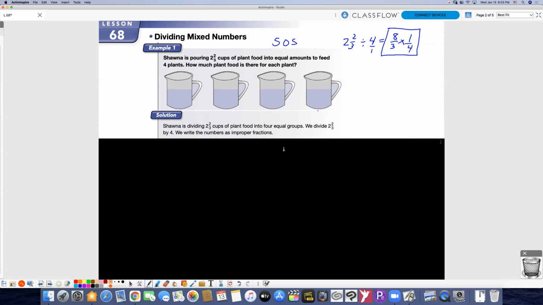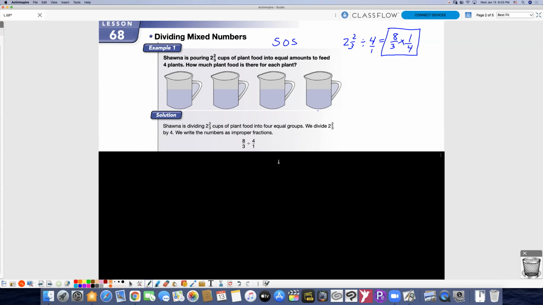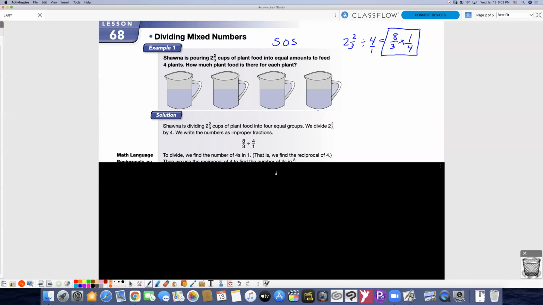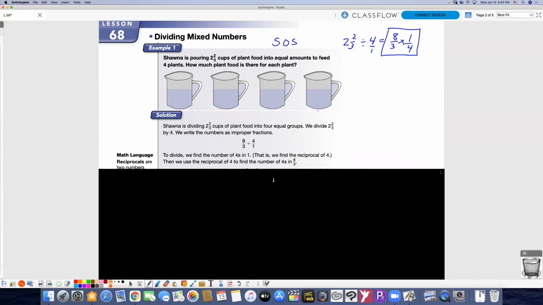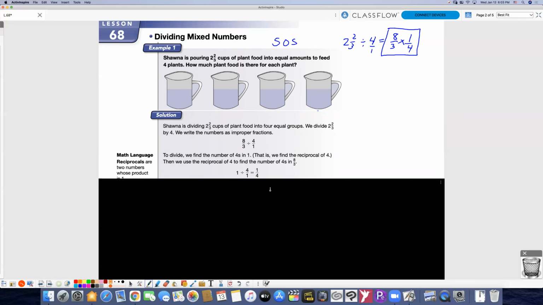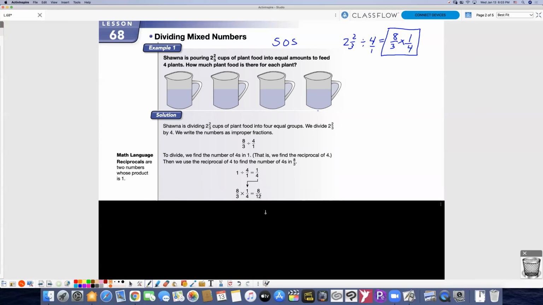So when you do that, you rewrite them as 8/3 divided by 4 over 1, and you have to remember that to divide by a fraction, you have to multiply by the reciprocal. So you'd end up with 8/3 times 1/4, like we have here, which is 8 over 12.